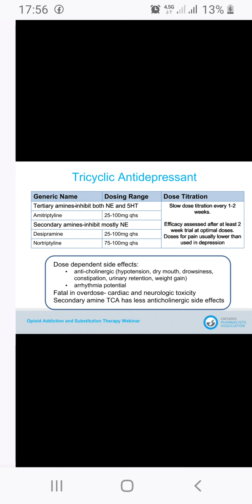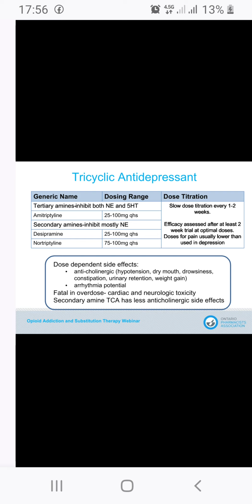These agents generally require slow dose titration, approximately every 1 to 2 weeks, because often they're not the most well tolerated. And we do want to wait at least 2 weeks at optimal doses, and I showed you the dosing range there, before we can assess efficacy. Now, doses used in pain are usually lower than those used in depression.